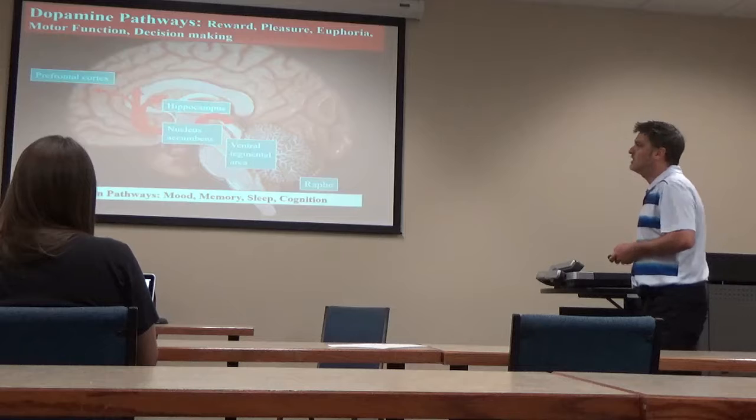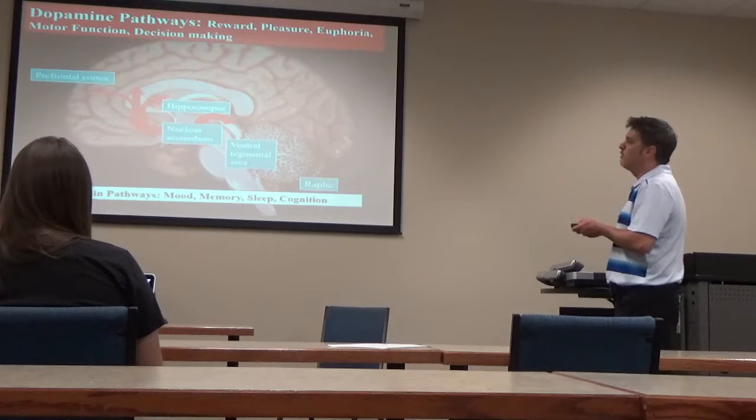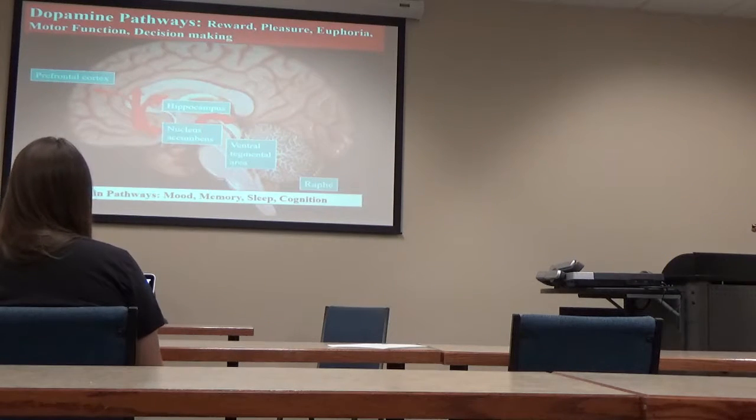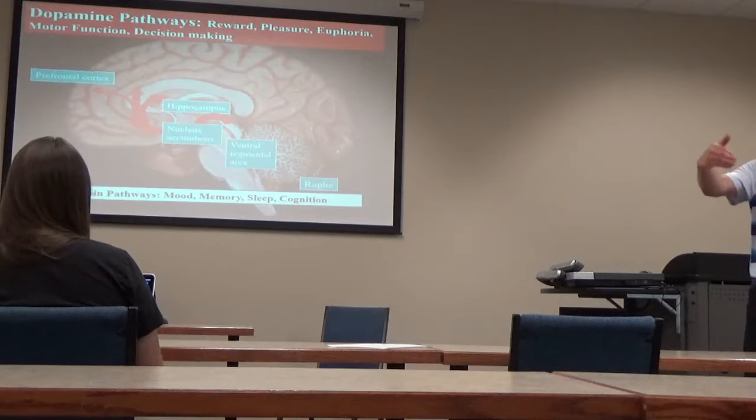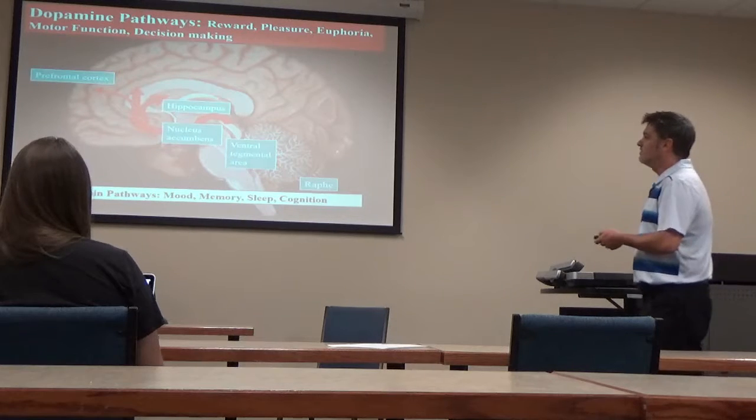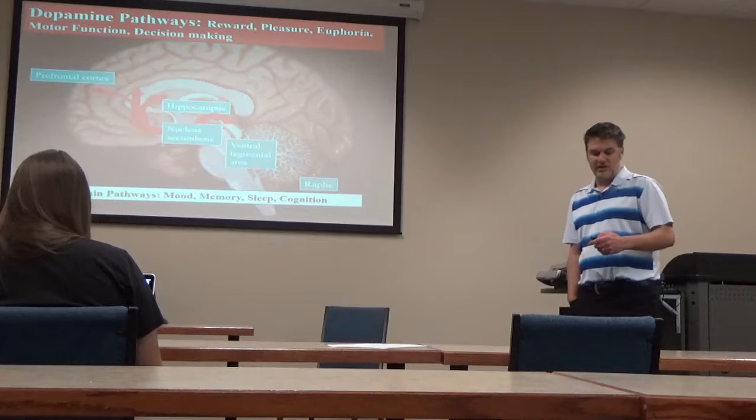So the big thing with serotonin pathways, unlike dopamine pathways from the ventral tegmental area, serotonergic pathways originate from where? Where's the raphe nuclei located? Collection of nuclei sort of in the brainstem, right? It's a little further back in the old brain, okay? So it's involved in mood, memory, sleep, cognition.